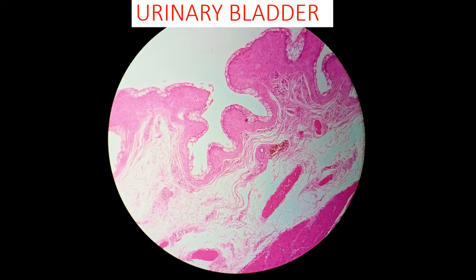Then moving to the urinary bladder. In the urinary bladder, we can identify the same thing as you can see in the ureter. The same transitional epithelia can be seen, and a thick muscular coat which has ill-defined layers, and a thick lamina propria can be seen in the urinary bladder.